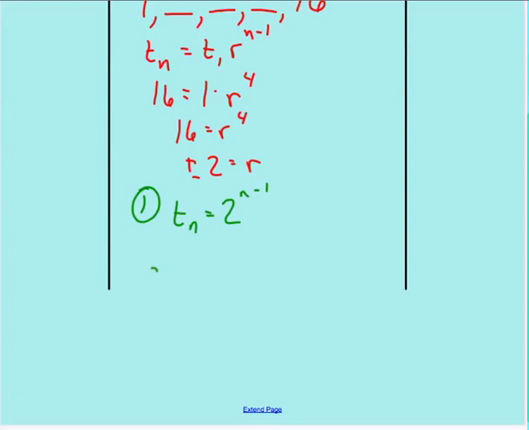Our second possibility is t sub n equals -2. Let me rewrite that, make that a little bit more clear here. -2 to the n minus 1 power. And when your common ratio is negative, you have to have those parentheses around it in order to have proper order of operations.